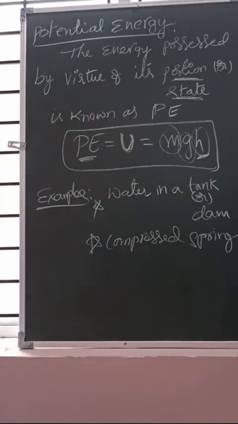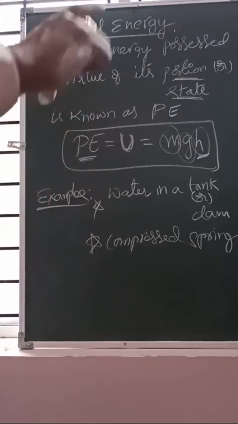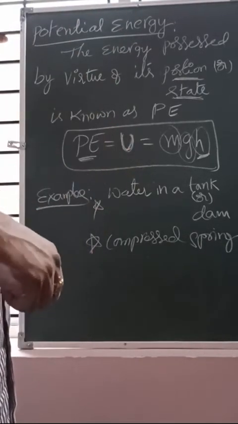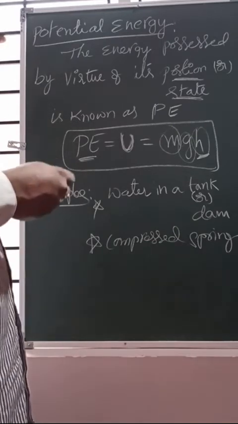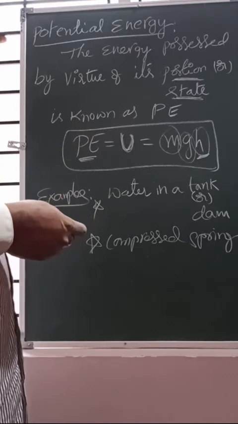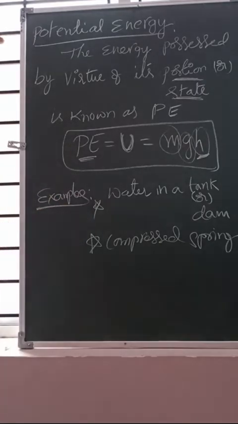One more example, a compressed spring. If you take a spring and compress it, it is stored as potential energy. Clear? These are all about potential energy. What are its units? Same as energy units, which are joules. So potential energy is also measured in joules only.